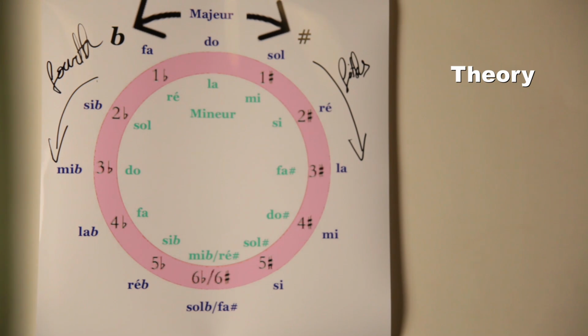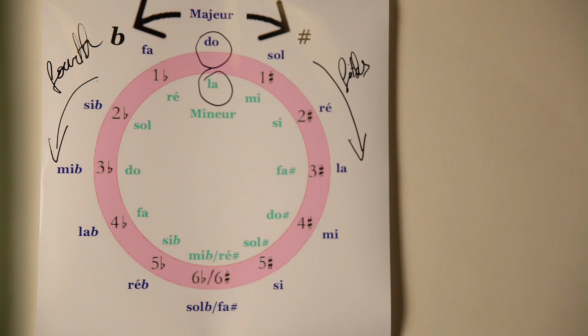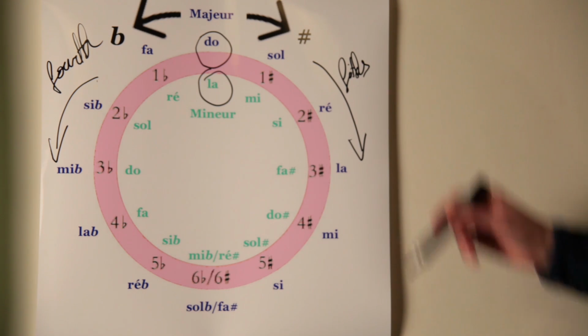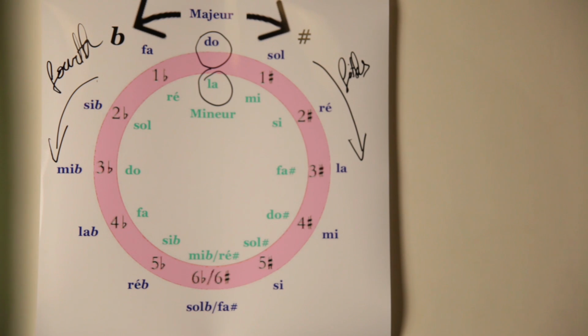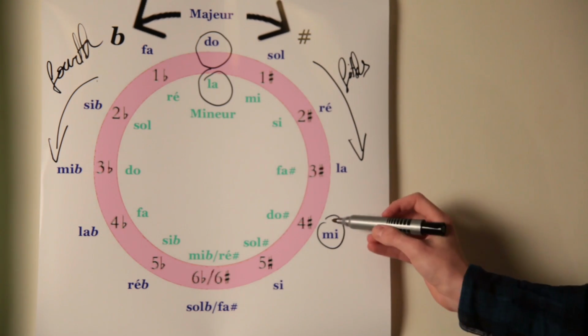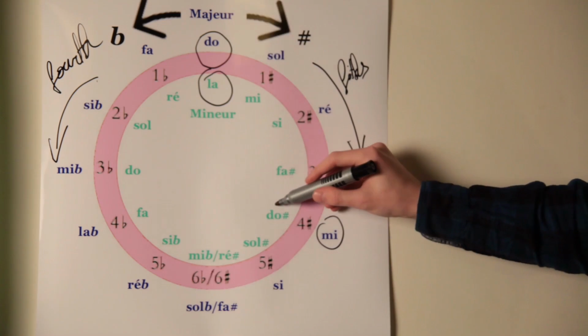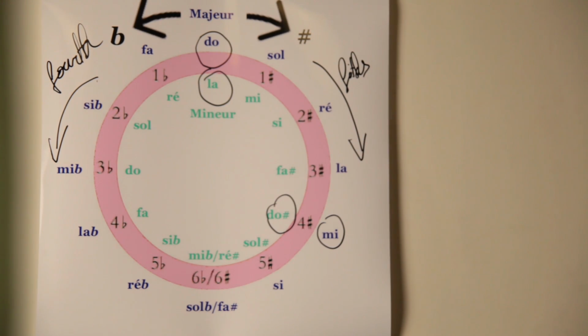For example, we can take the easiest example, C major and A minor, because with this cycle we can notice that C major and A minor have the same notes. Also, the cycle of fifths explains how many sharps or flats there are in a scale. For example, in the E major scale there are four sharps, and it's the same for the C sharp scale. So yes.